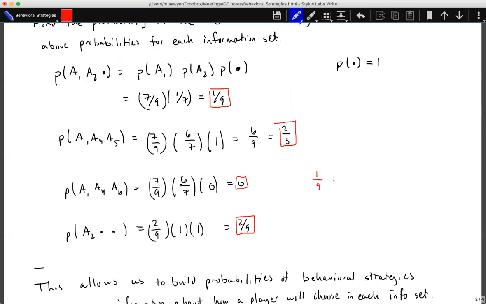And if we look at the sum of 1/9 plus 2/3, which is equivalent to 6/9, plus 0/9 plus 2/9, this sums to 1.